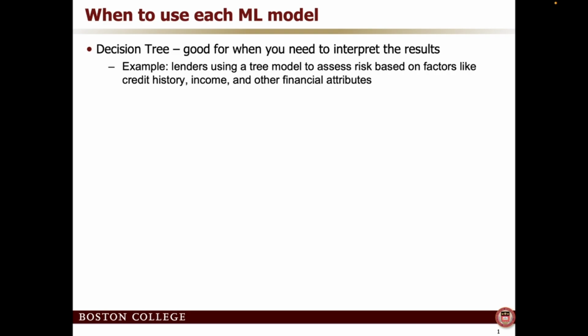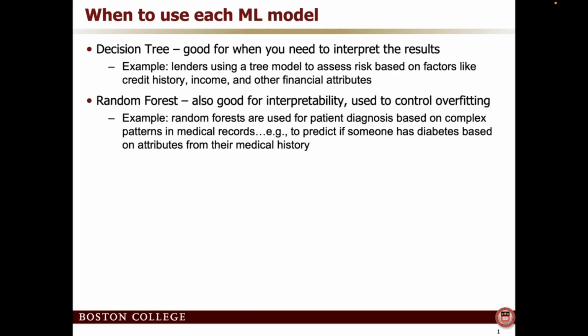Okay. Now, one of the risks or downsides to decision trees, as we've discussed, is they're often very highly overfit. And that's where the random forests come in. Okay. So random forests are essentially a bunch of different decision trees being run. So once again, they're good for interpretability, but more importantly, they're used to control overfitting.